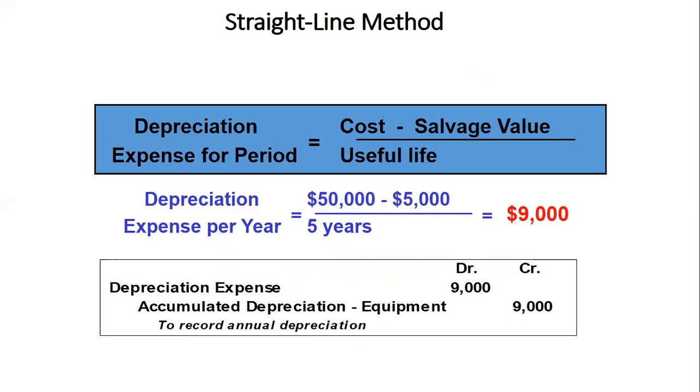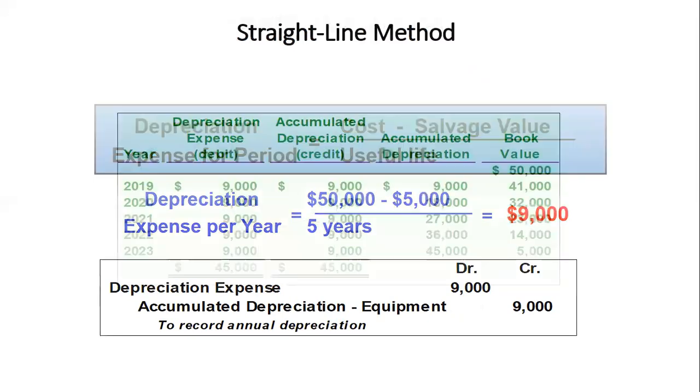So how to record, how to journalize. So depreciation expense, debit of 9,000. Accumulated depreciation equipment, credit 9,000.